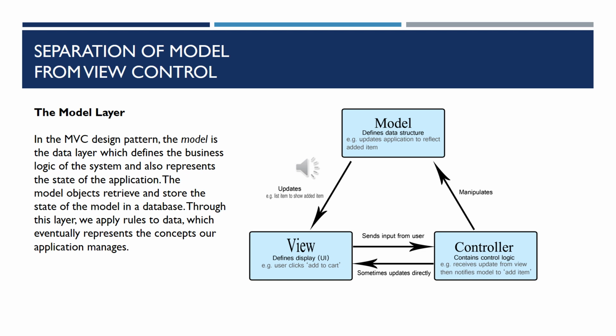In the MVC design pattern, the model is the deep layer which defines business logic system and also represents the state of application. Model objects retrieve, store the state of the model. Through this layer, we apply rules to data, which eventually represents the concept or application managed. So, ito yung variables set as hinihing requirements.